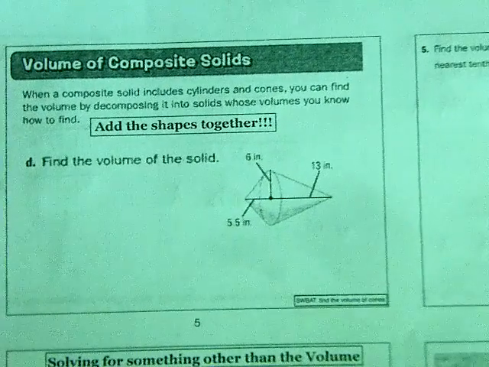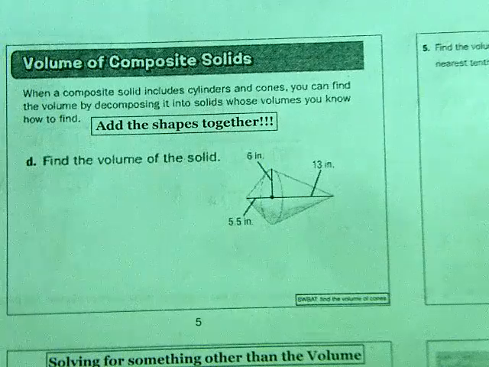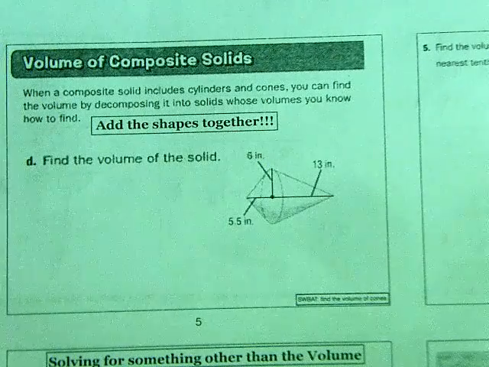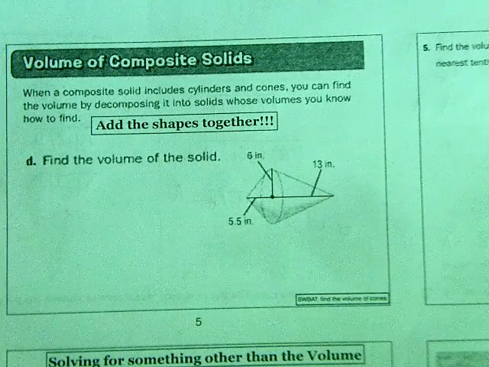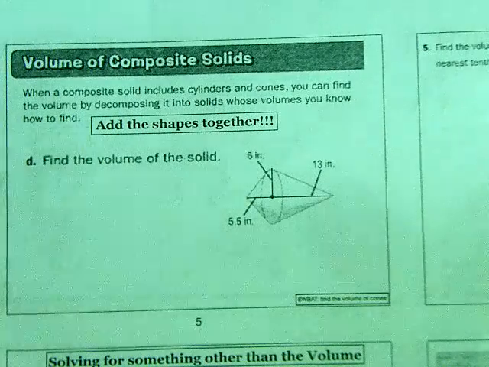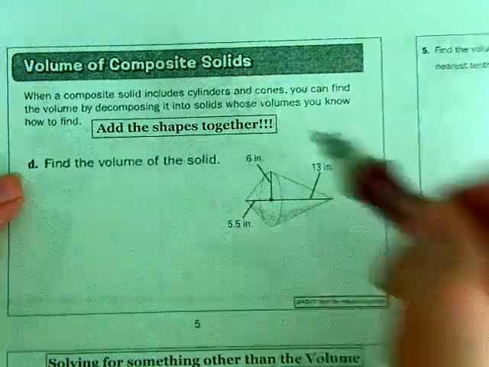All right. So we practiced these yesterday. Composite solids, including similar to cones. You can find them by decomposing or taking it apart into solids whose volumes you know how to find. So add the shapes, or if I take something out, subtract them. Find the volume of the solid. I see a cone and a cone.